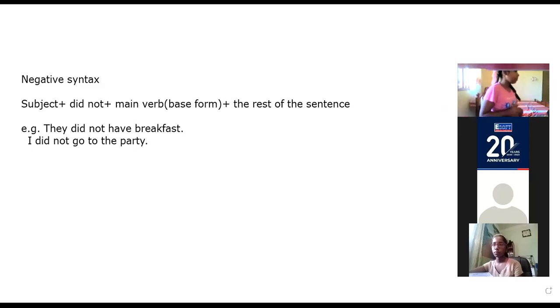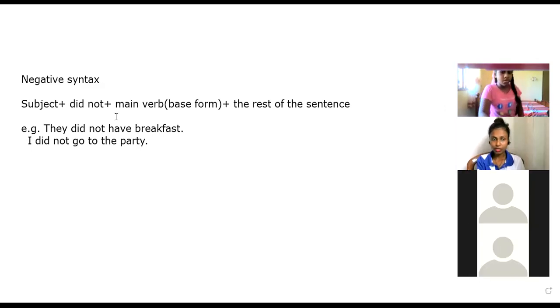Now look at this. Be careful with this. You can use did not with all types of subjects, singular, plural, anyone. But there's something to remember. You use did not to show that this is a negative simple past sentence. But the main verb you do not keep in simple past. If you say, I did not went to the party, is it correct?